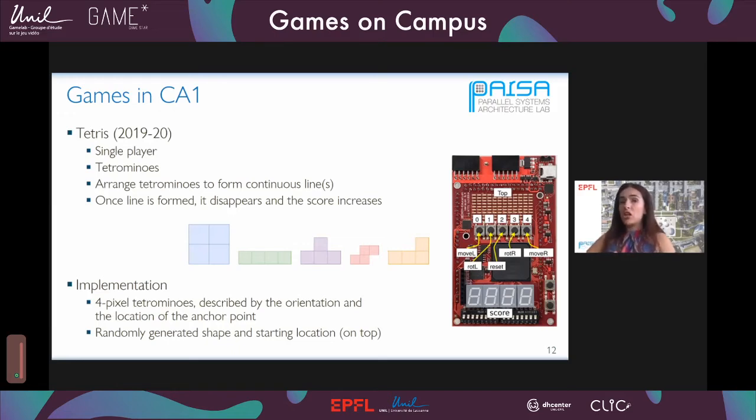As far as implementation goes, there were 4-pixel Tetrominos, and they had to describe them using the orientation and the location of what we define to be an anchor point of each Tetromino. They had to randomly select the shape of the Tetromino and the orientation, as well as the starting location, which would be somewhere on top. You see on the right, they would use the buttons to move the Tetrominos, to rotate them, or to clear and reset the game, and the score would be shown on this 7-segment display.